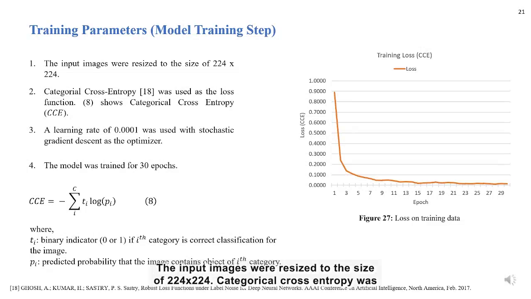The input images were resized to the size of 224 cross 224. Categorical cross entropy was used as the loss function. Equation 1 shows categorical cross entropy. In equation 1, Pi is the predicted probability of the image containing the ith object, and similarly, Ti is the true probability of the image containing the ith object.